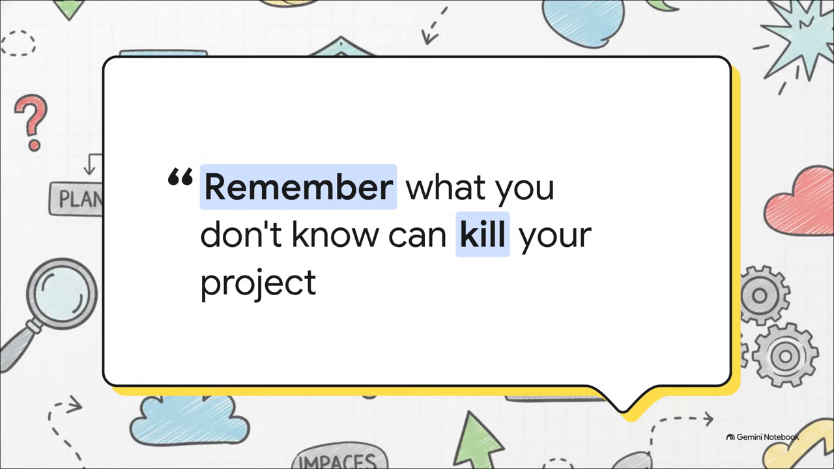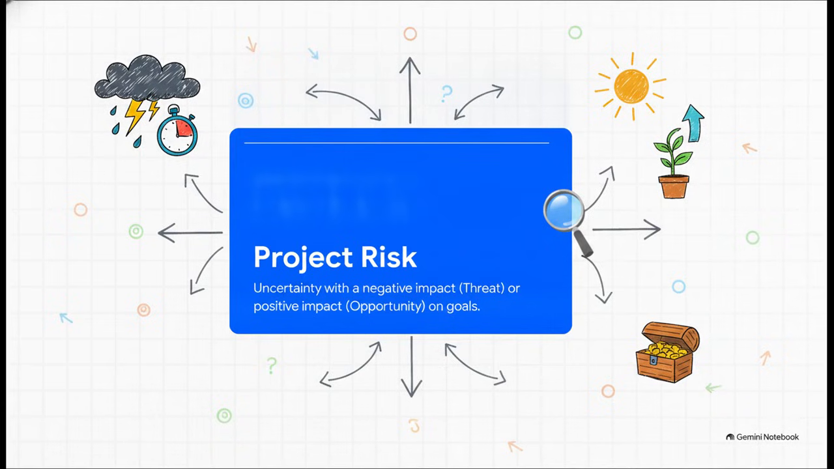Our source material really emphasizes that risk management is this iterative process that drastically reduces the number of surprises you face and prepares you for the unexpected. It's really all about pulling those hidden unknowns out of the shadows before they have the chance to turn into project-killing crises. Now, let's think about the actual definition of risk itself.